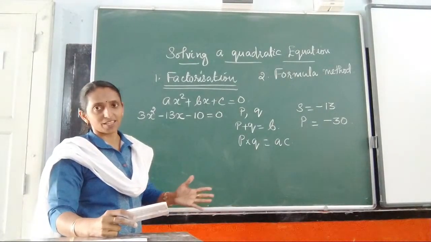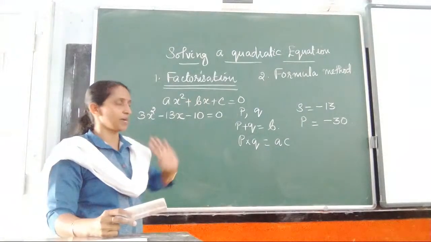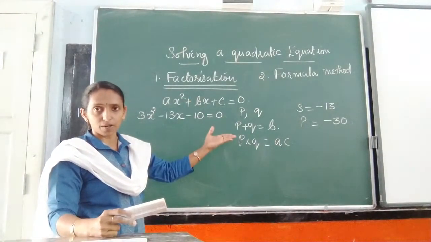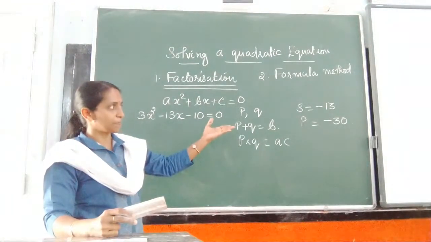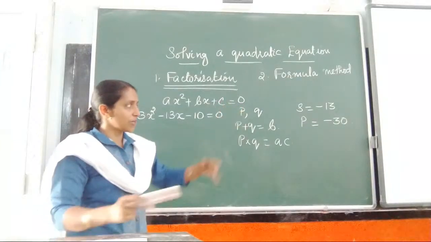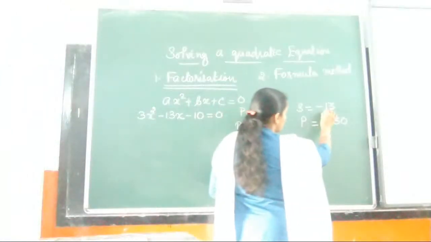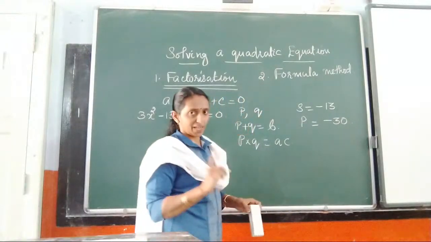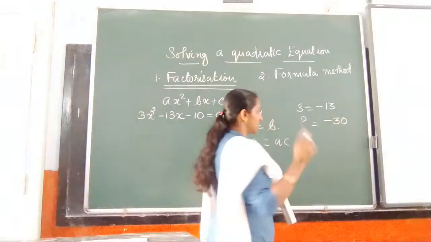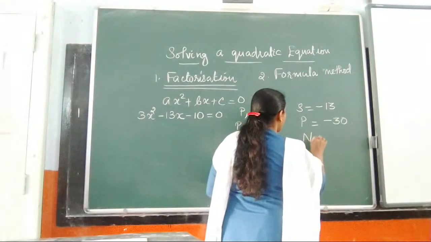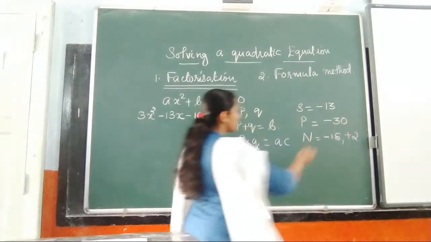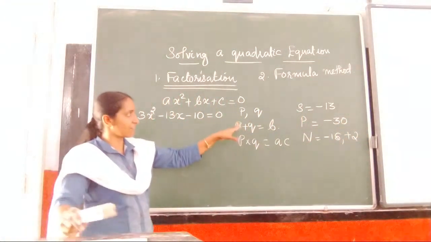30's factors: one is 1 into 30, not possible. Then 2 into 15, is it possible? 2 and 15, of course it is possible. Minus 15 plus 2, if you take that, then of course you will get the sum as minus 13 and product as minus 30. So the numbers will be minus 15 and plus 2. So that is the common term I have written here.